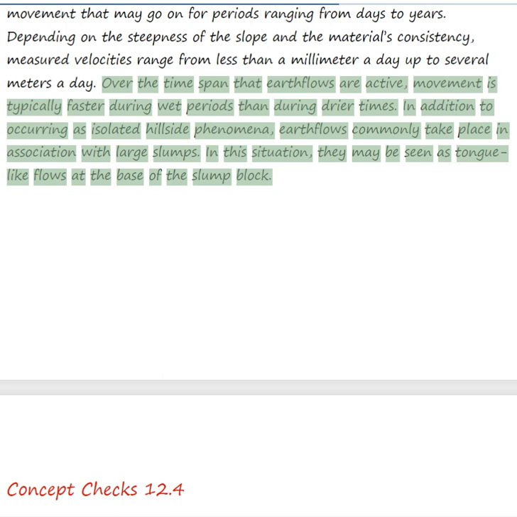In addition to occurring as isolated hillside phenomena, earth flows commonly take place in association with large slumps. In this situation, they may be seen as tongue-like flows at the base of the slump block.